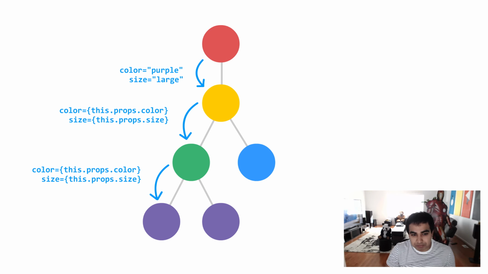Now let's say we have two properties that we want to transfer over. In this case, we have color and size. And now we have to do the same exact work, except we duplicate it for both props. Now, at this point, you can sort of see the problem here. For every single prop we want to transfer, we're going to be copying and pasting a lot of things.